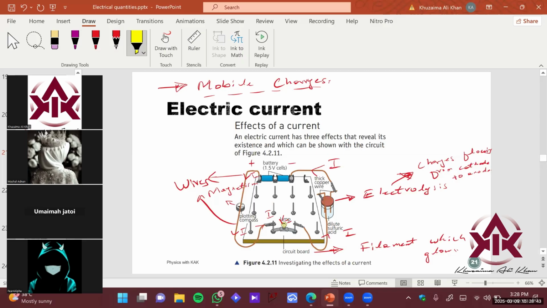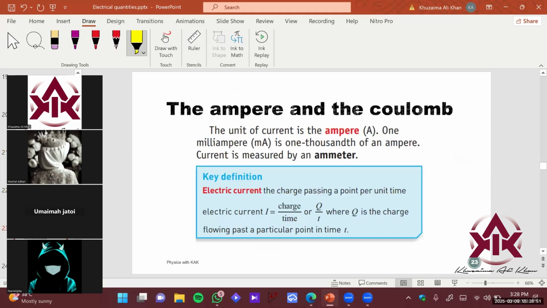This is current, what we are talking about over here. It is a thing which flows throughout the circuit, right? And it has its unit. It has an SI unit that is called ampere, right? Why ampere? Ampere was the person who discovered this phenomenon here. So what is current?